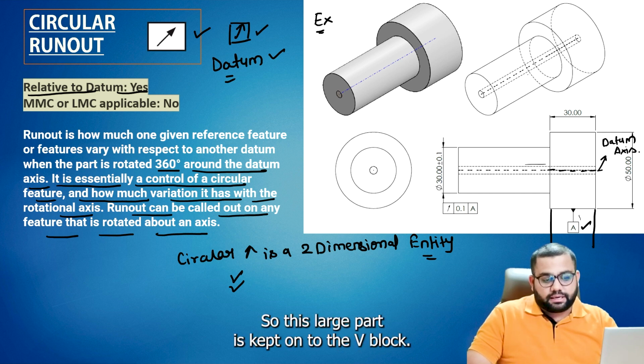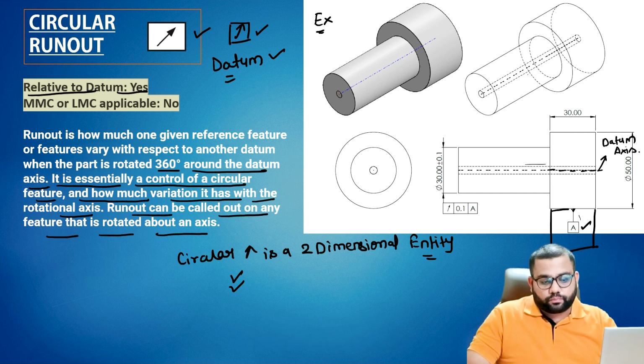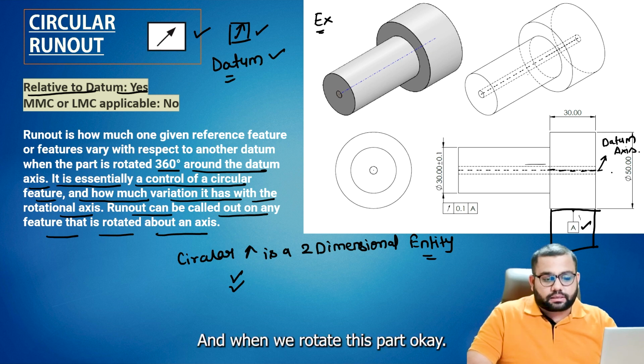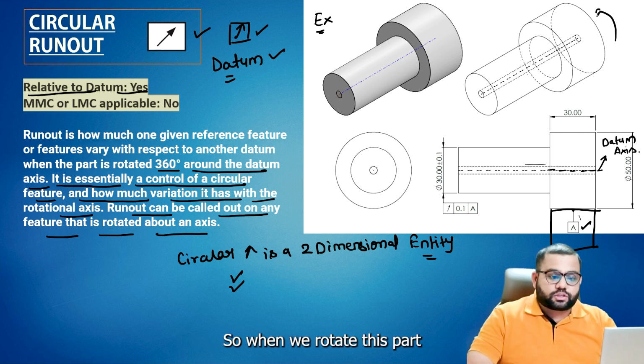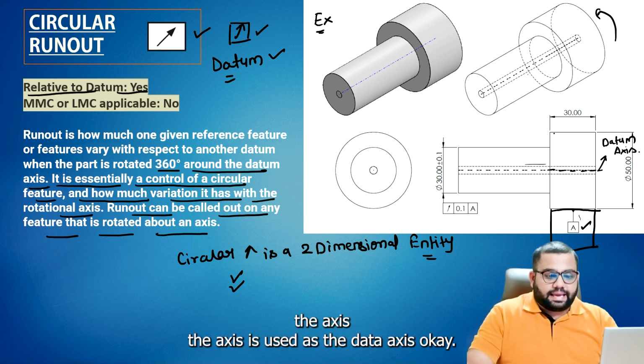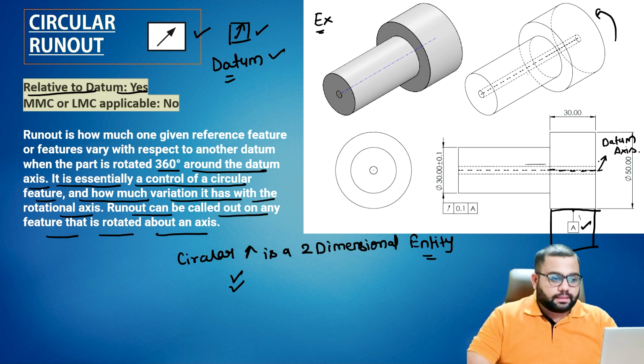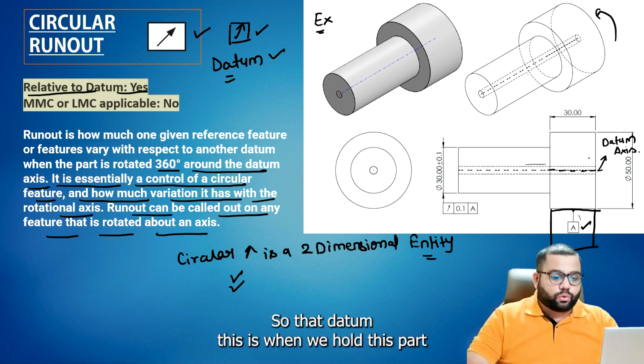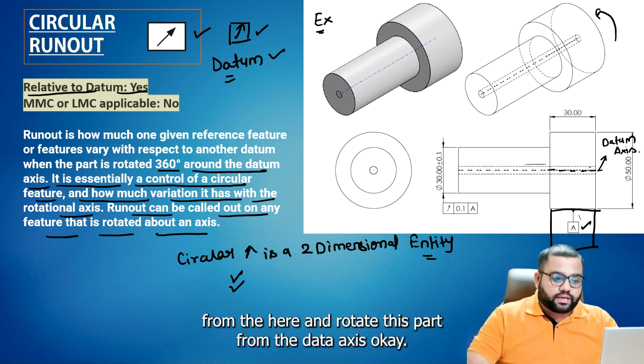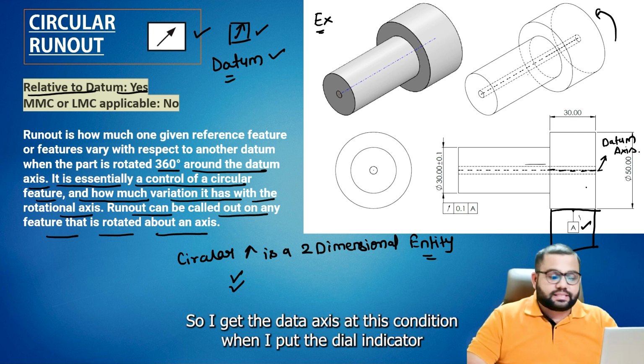So this large part is kept onto the V block. When we rotate this part, the axis is used as the datum axis. This is when we hold this part and rotate it about the datum axis. So I get the datum axis in this condition.